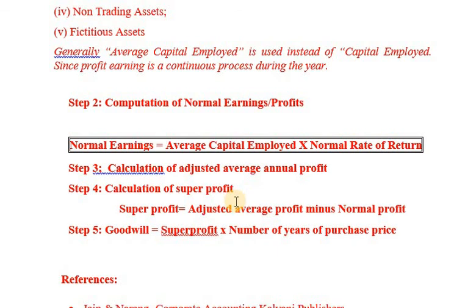Finally, we calculate goodwill. What is goodwill under super profit method? Goodwill is equal to super profit into number of years of purchase price.